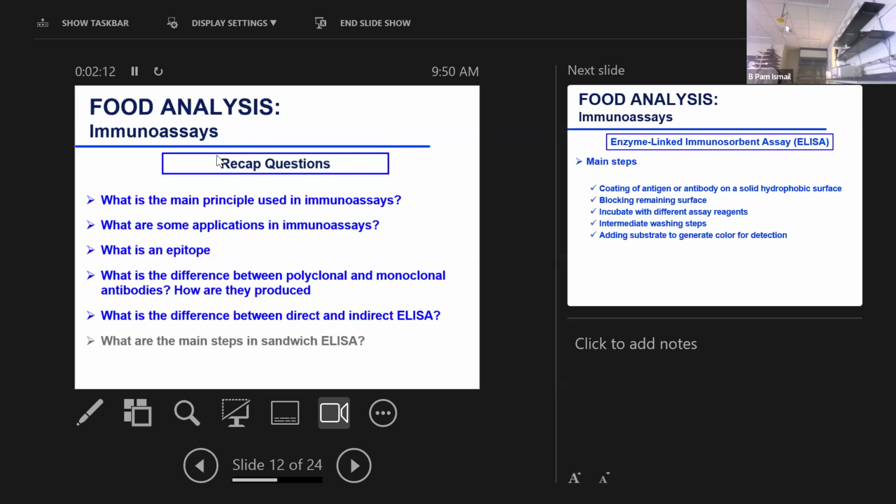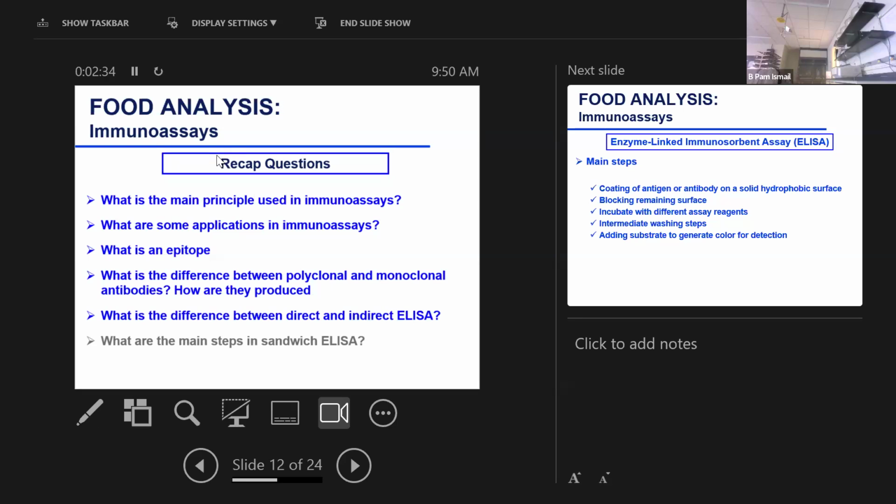So, what is an epitope? Where the antibody binds to the outside of the antigen. Very good. So it's a region on the antigen that the antibody recognizes and binds to. Very good. Okay. Do you remember polyclonal and monoclonal antibody?